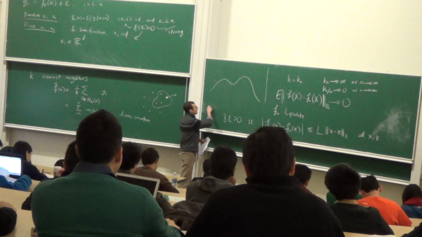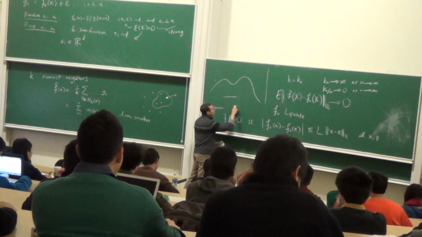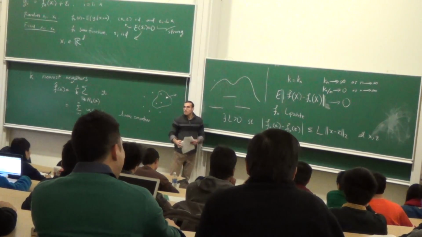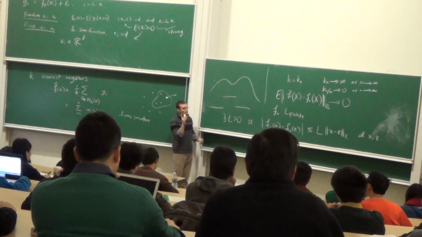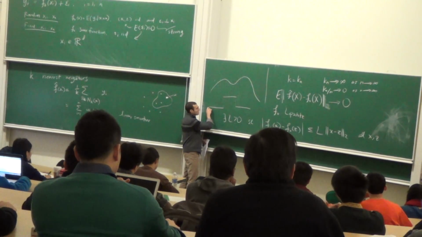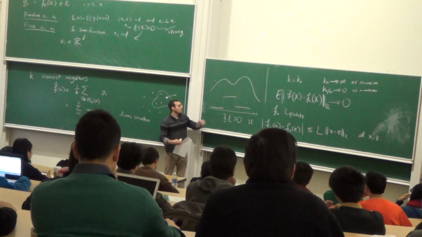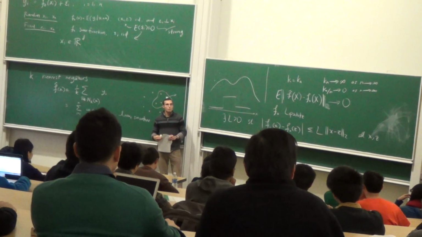So let's just have a quick check here. Is this function Lipschitz? This piecewise constant function? It's a function of one variable. Maybe this is x, and it attains different levels. Is that a Lipschitz function? Why is it not Lipschitz?